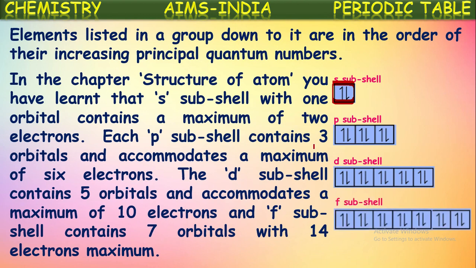And the f subshell contains 7 orbitals. 7 into 2, 14 electrons maximum can be accommodated into the f subshell. So this is our accommodation capacity of subshells. The s subshell can accommodate only 2 electrons. The p subshell can accommodate 6 electrons. The d subshell can accommodate 10 electrons. And the f subshell can accommodate a total of 14 electrons.